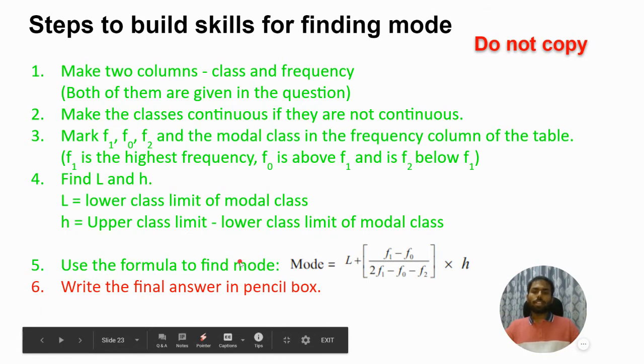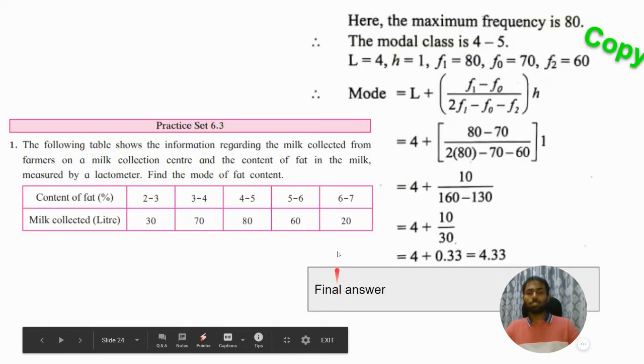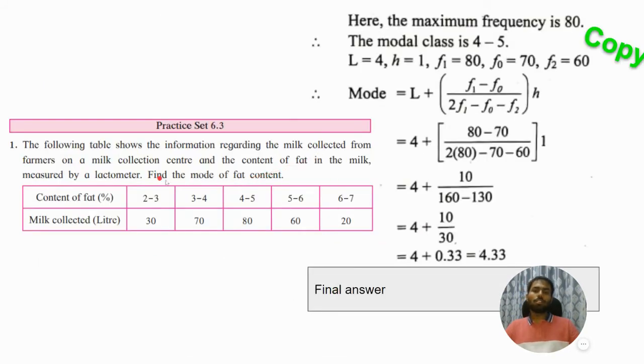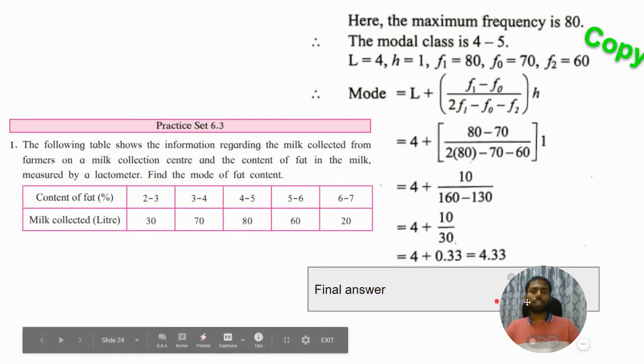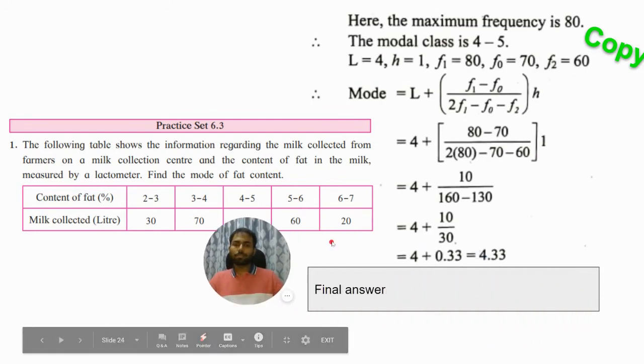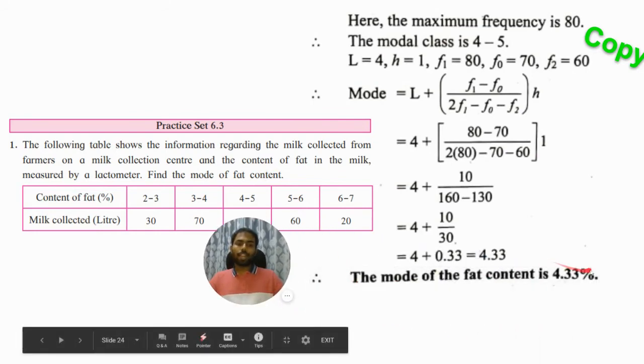Okay. Next, write the final answer in pencil box. To write the final answer, you should know the question. Okay, क्या पूछा? Find the mode of fat content. So how will you write the final answer? The mode of the fat content is 4.33%.